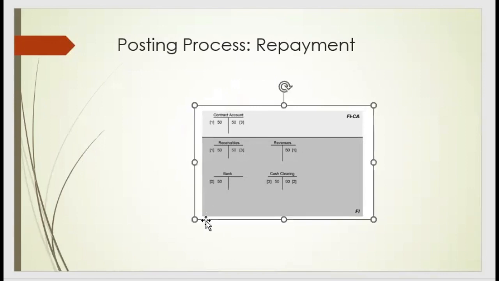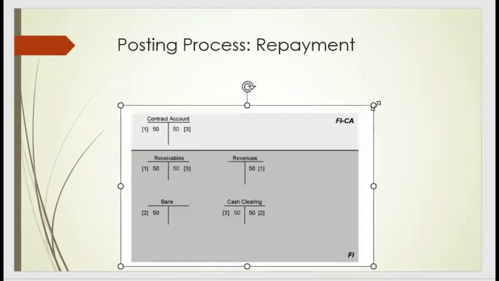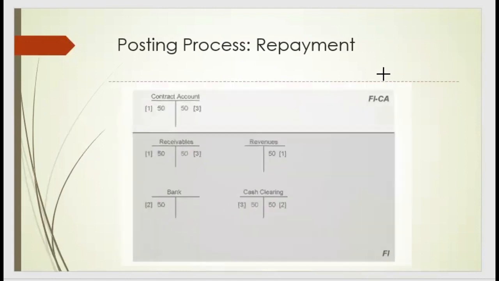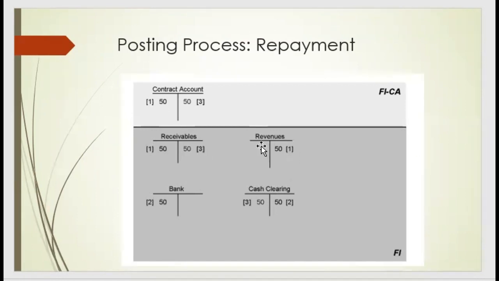Then the posting process. For the posting process, we majorly need two things. One is the contract account, and second is the open item. This happens at the FICA level. You can see in this diagram there is a contract account which has some open items. In state one, you can see an amount is open. So the bank paid something, 50, right?